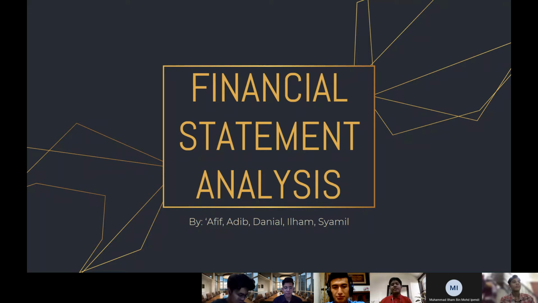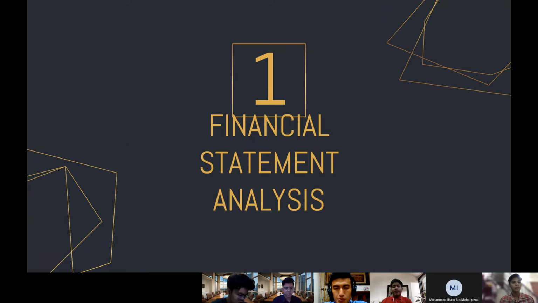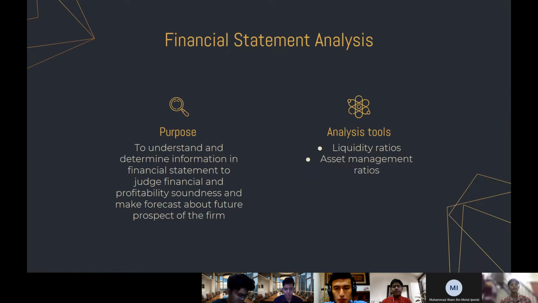We're going to make a presentation about financial statement analysis of two companies, which are Hartalega and Top Glove. For the first part, financial statement analysis. The purpose of financial statement analysis is to understand and determine information contained in the financial statement with a view to judge the profitability and financial soundness of the firm. And by having the information from the financial statement, we can make forecasts about the future prospects of the firm.